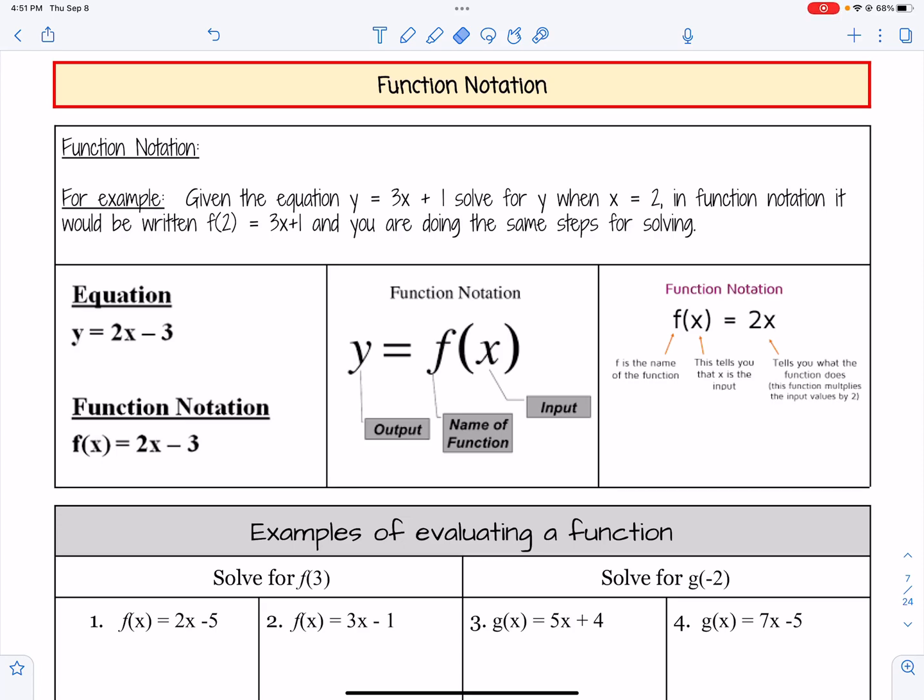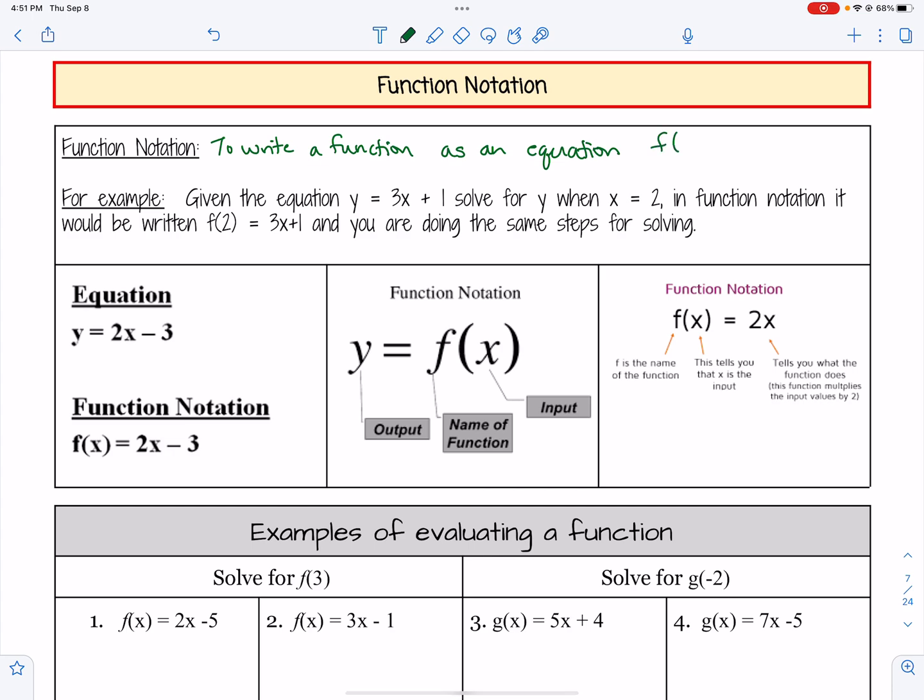In this video, we're going to talk about function notation. Function notation is when we write a function as an equation. So let's make a note: to write a function as an equation. And you want to think of function notation as naming a function.